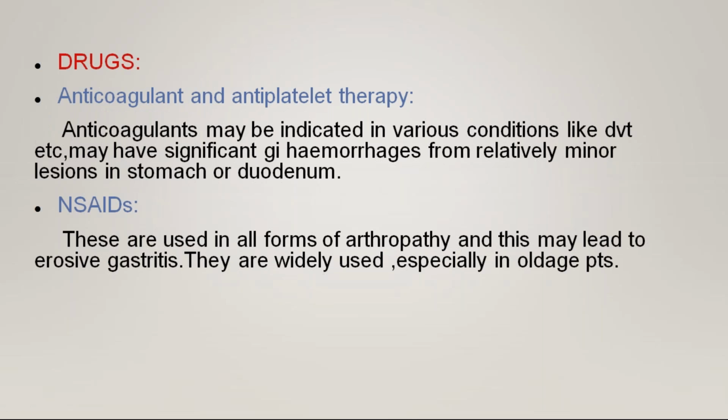So drugs causing upper GI bleed include anticoagulant and antiplatelet therapy. When we use anticoagulants and antiplatelet therapy, they will lead to significant GI bleed and hemorrhage. NSAIDs are also the most common cause of duodenal and gastric ulcers, and that may further lead to hematemesis.